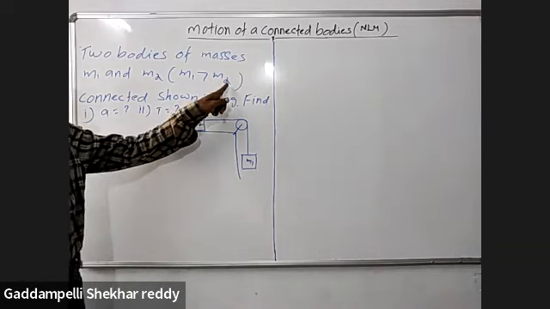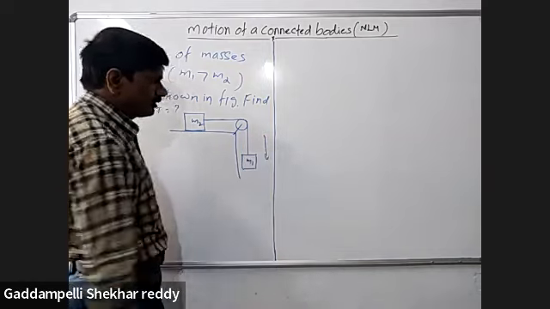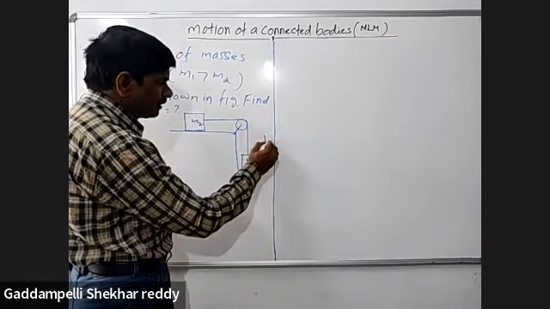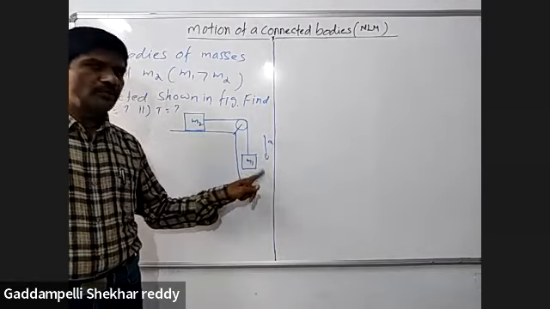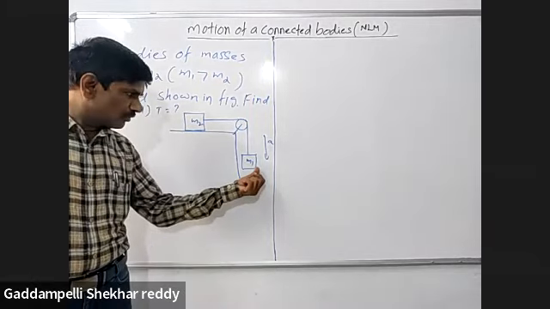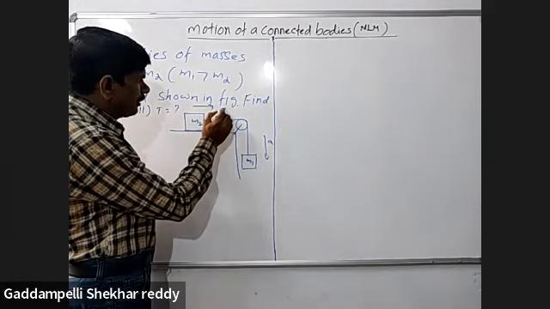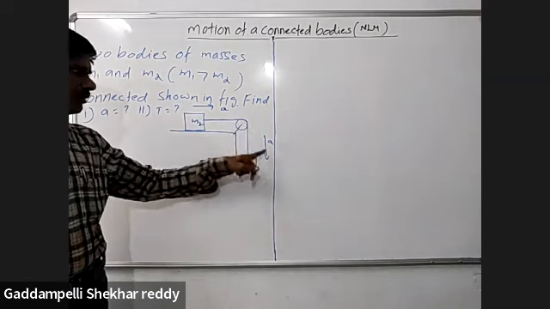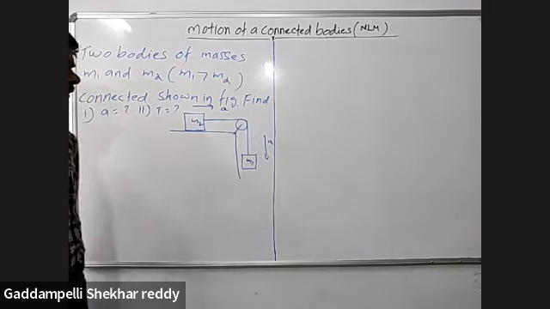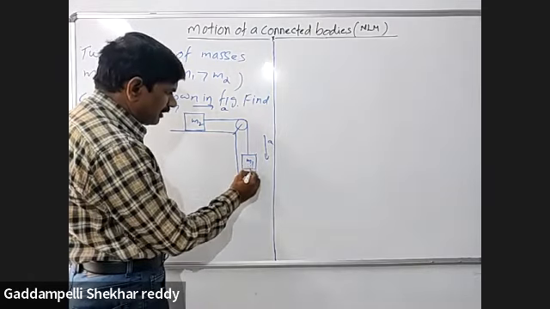Here, M1 greater than M2 means the body moves in the downward direction. So the acceleration of the system is always along the motion of the object. If M1 moves downward, at the same time M2 moves on the horizontal surface from left to right. So we are asked for the acceleration of the system and the tension in the string.